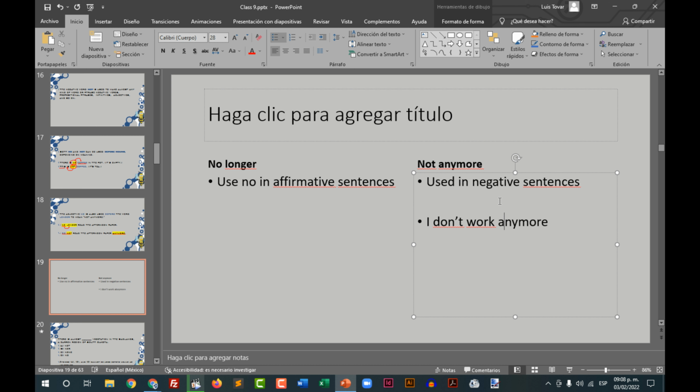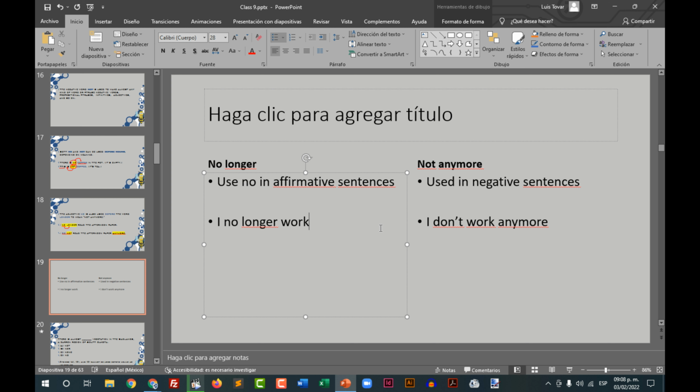But if I use no, I say I no longer work. There you go. Okay. And in this case, I'm explaining with no longer and not anymore, but actually it's the same uses for any and no. Okay, because we can have different options. For example, I'm just going to explain with no and any.